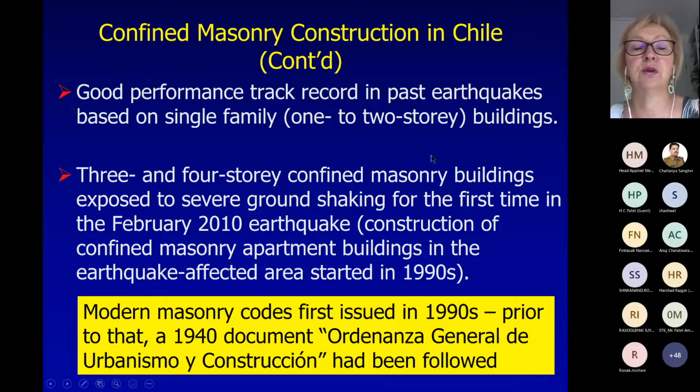So the construction of 3 and 4-story confined masonry buildings started in the 1990s, which means after the 1985 earthquake. And as I already said, the modern masonry codes in Chile were first issued in the 1990s. Before that, there was a document called Ordenanza, with some guidelines or orders for urban planning and construction, so they did not have a proper code. So without the code, they still followed the practice, and it was good.